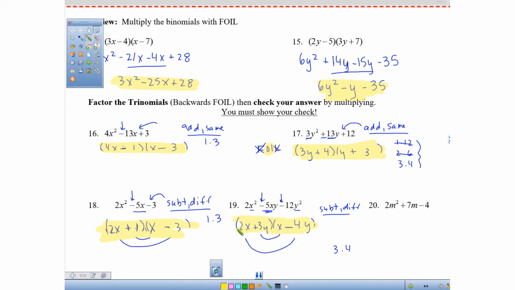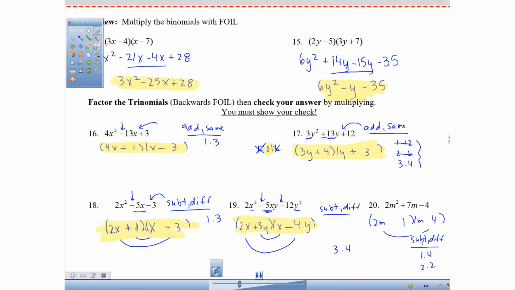Okay? Okay, question 20. 2m squared. It's going to go to a 2m and a plain m. The negative in front of the 4 tells you that you're subtracting and the signs are different. Pairs of numbers that give you 4 are 1 and 4 and 2 and 2. I'm subtracting and different, so I can't fill my signs in yet. So maybe I thought it was 4 there, 1 there. That gives me 8 and 1, which subtracts to give me 7. So I got lucky. It was my first attempt.